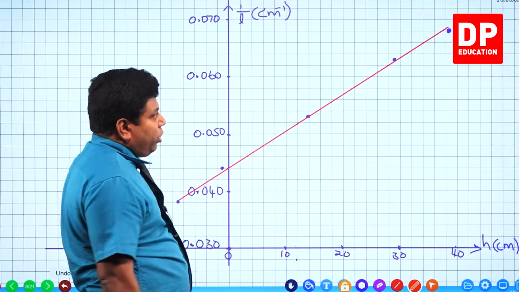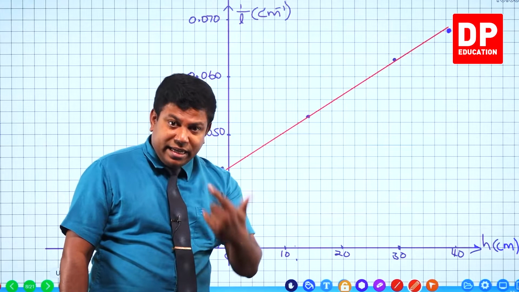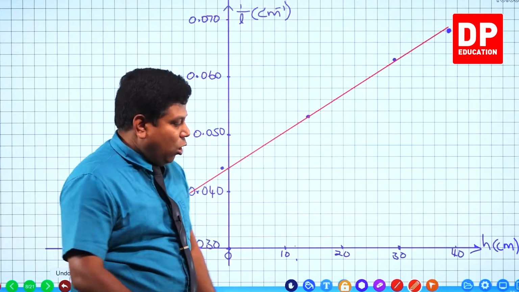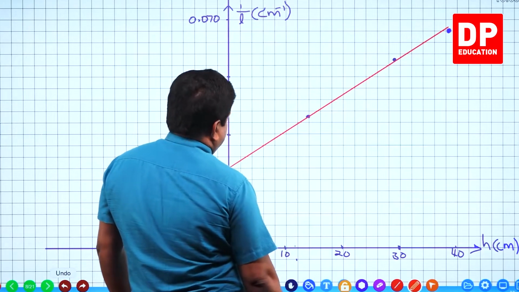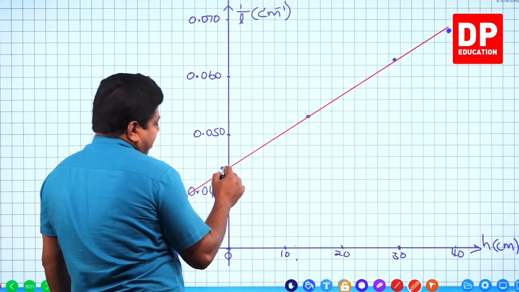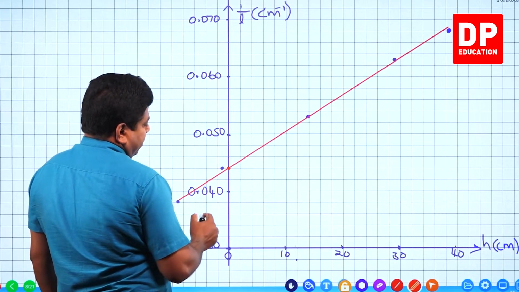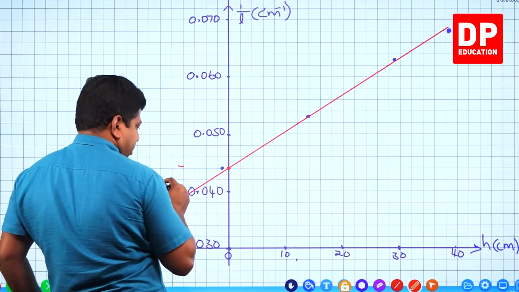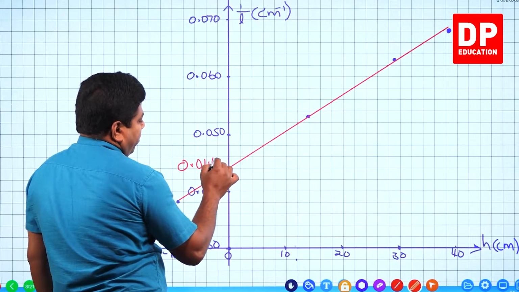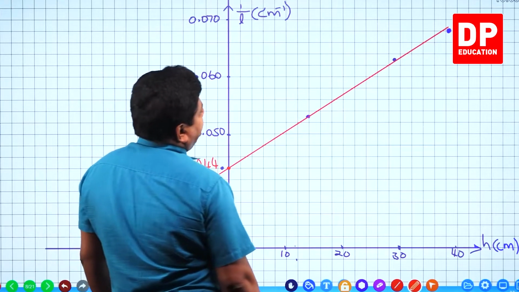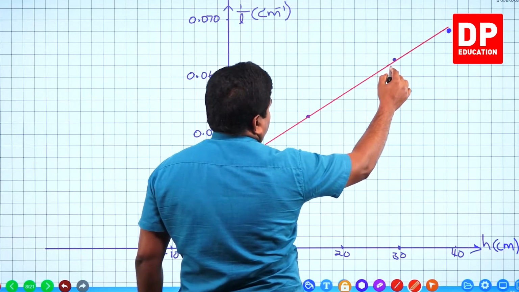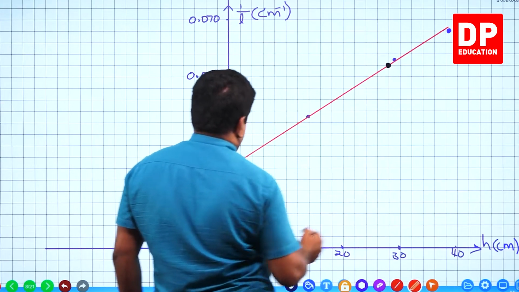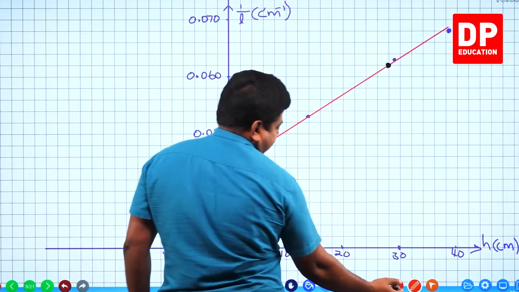Now, you remember I told you we can take the intercept, we can take the gradient and find out the atmospheric pressure. Let's see how we are going to find the atmospheric pressure. I need the intercept. Intercept here you can see that is at 44, isn't it? 0.044 is the intercept. Let's take the gradient. Let me take these 2 points to find the gradient.